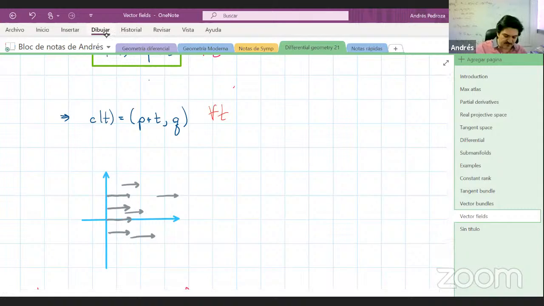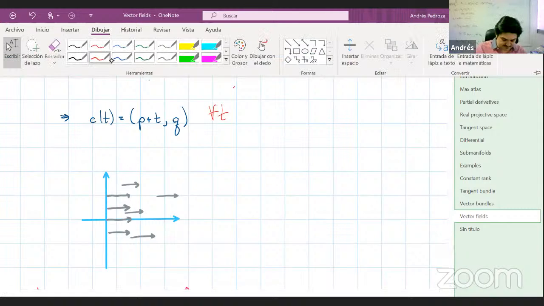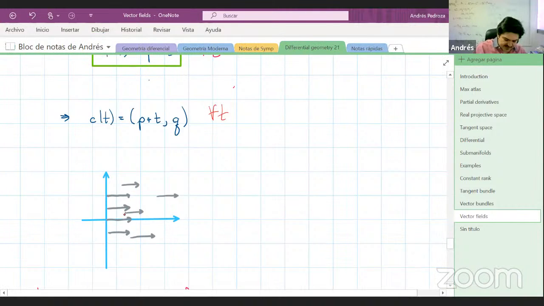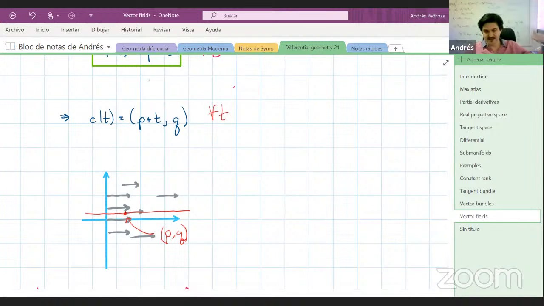Now, remember that, let's say PQ, if this is PQ, the base point, then the image of C is just a horizontal line. At 0, it takes the value of E comma T. And in fact, you can see if you take the derivative, you will get the dx. So this is an integral curve.